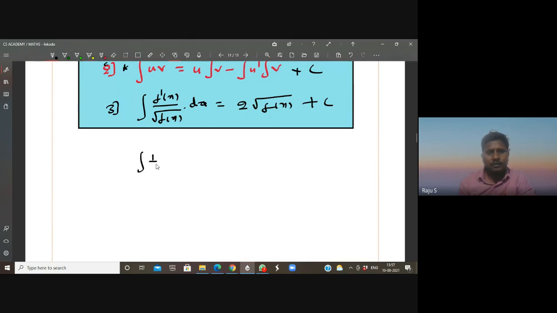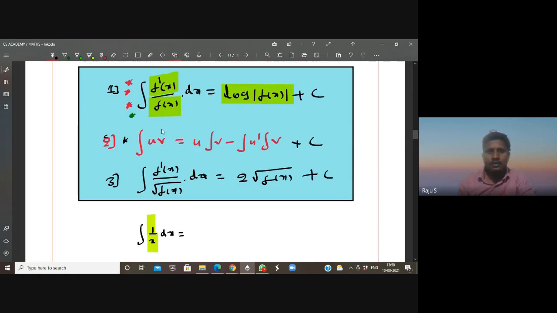For example, 1 by x is there. What have we written here? Log x. Why log x actually? See, the denominator is x. What is the derivative of x? 1. It satisfies the formula. It is in the form of f dash of x by f of x. The output is log mod x. That's all.